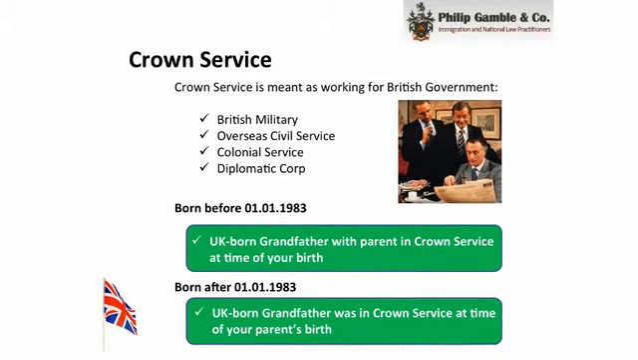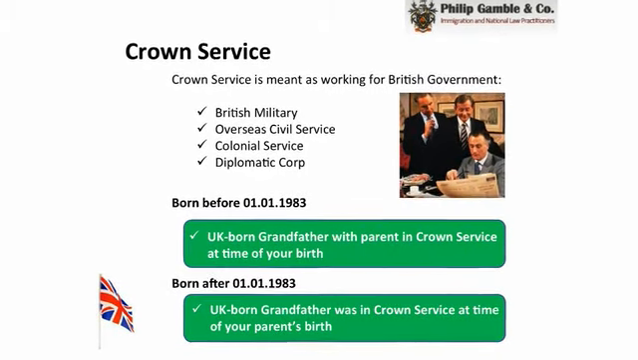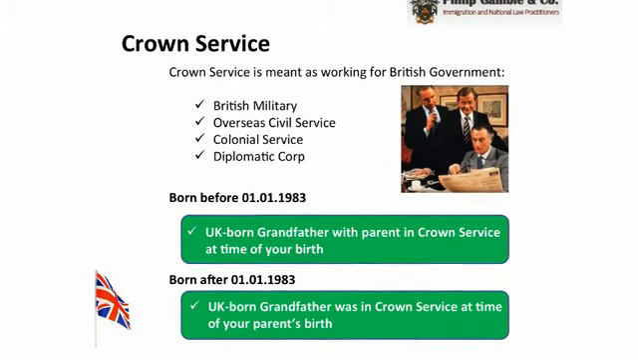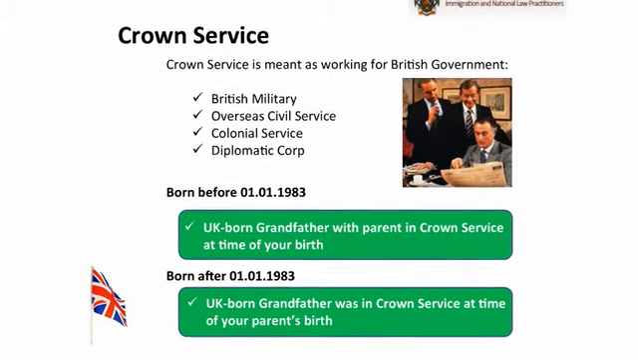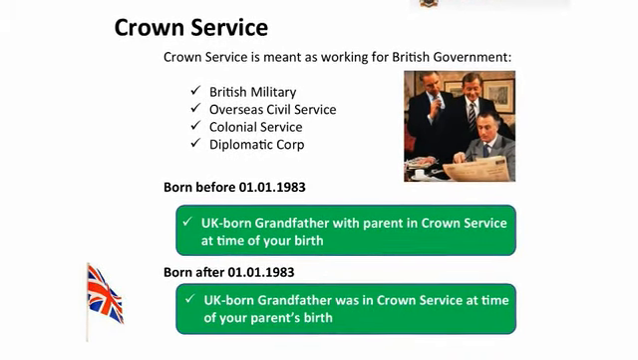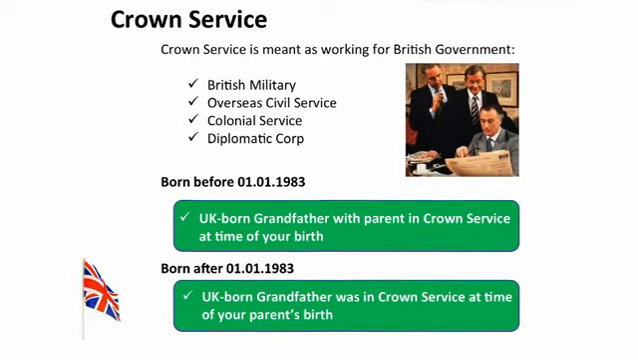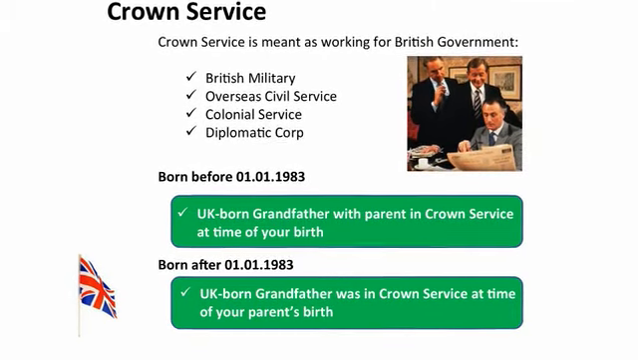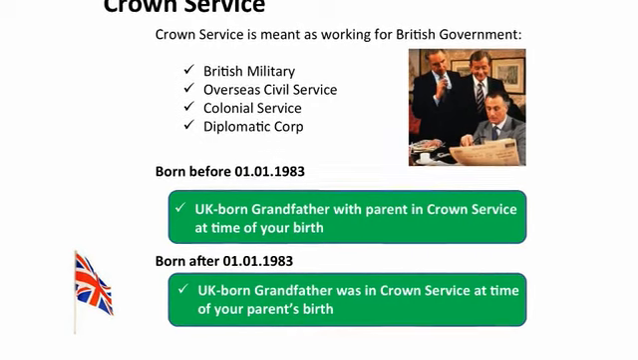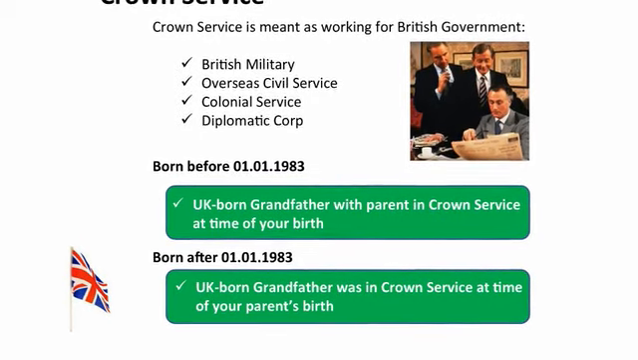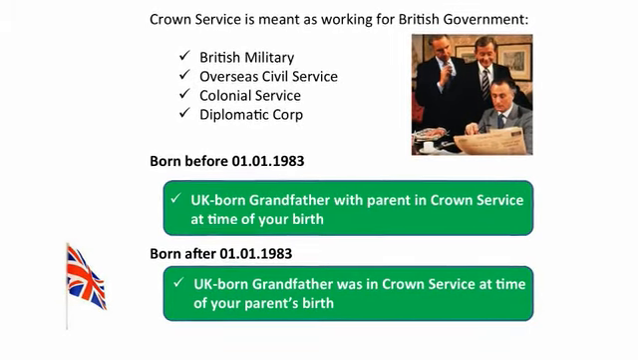A good example of this is listed on this slide, where if we take a child born outside of the UK after the 1st of January 1983, if that person's father or mother was born perhaps in the Second World War years, where the grandparent was serving for the UK government, the UK Army or the military at the time, then that applicant child could potentially have a right to claim UK nationality now. So Crown Service can also have the effect of allowing a child to acquire UK nationality again in the 2nd generation by descent from a grandparent born in the UK.